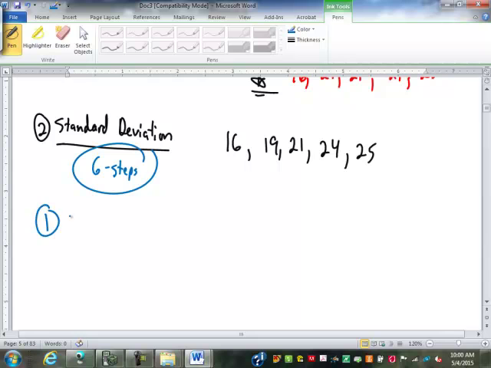Step 1 is to find the mean of the list of numbers. So for this list of numbers, what's the mean? 21. We've already found that, right?